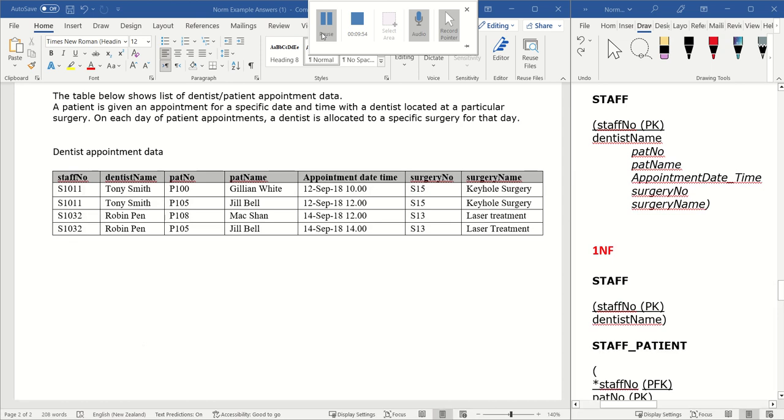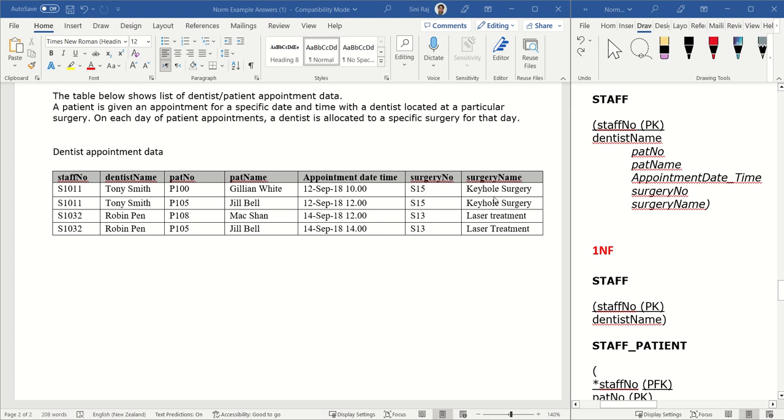Now moving over to the second problem. You are given a table with the dentist and patient appointment data, and the patient is given an appointment for a specific date and time, and the dentist is located at a particular surgery. On each day of the patients' appointments, the dentist is allocated to a specific surgery for that particular day. There are different surgeries, S15, S13. See if you could look here, but on a particular day he will be assigned only one type of surgery.